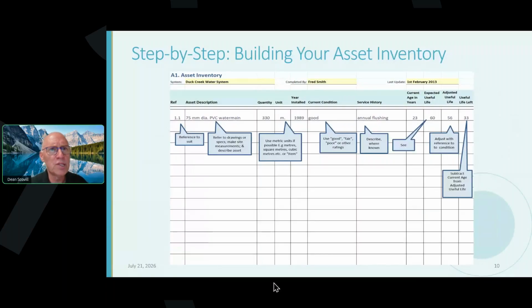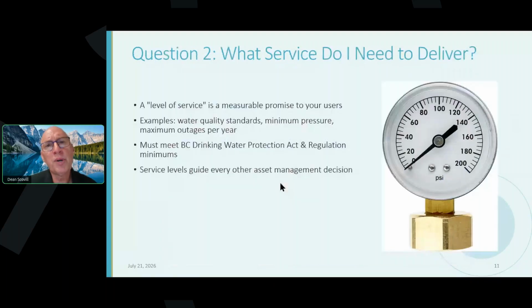Okay. Second question, what service do I need to deliver? Well, I think we have to deliver water. I mean, that's what we're here for, our customers, right? There's a level of measurable promise to your users. Examples: water quality standards. I've got this great system, or it's an older system, and it delivers good quality water from my deep well. I'm going to maintain that well, so I continue with water quality.